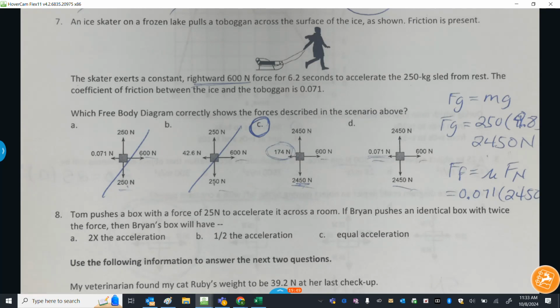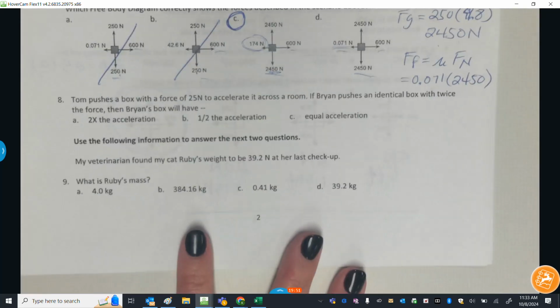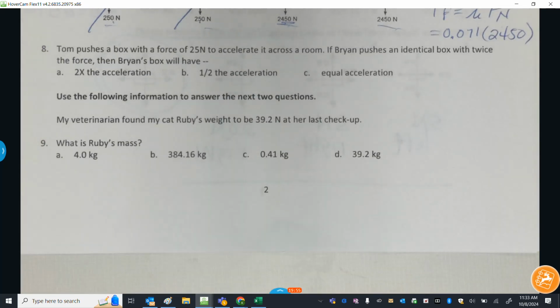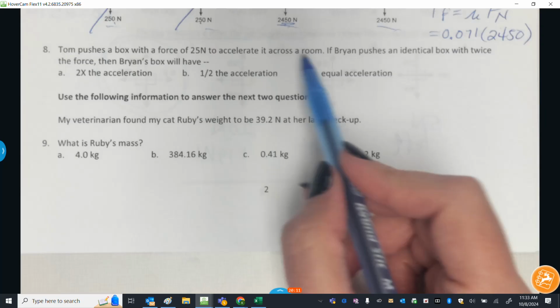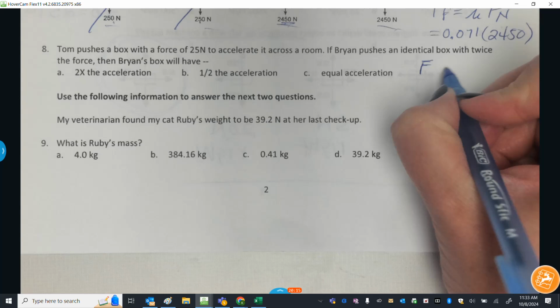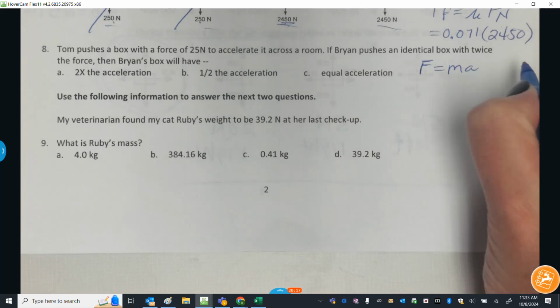Let's take a look at number 8. Number 8 says, Tom pushes a box with a force of 25 newtons to accelerate it across a room. If Brian pushes an identical box with twice the force, then Brian's box will have how much the acceleration, whatever. You're trying to fill in that blank. We talked about the relationship between force and acceleration. And you can see that relationship with this equation.